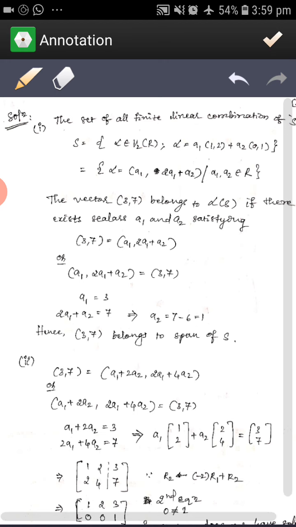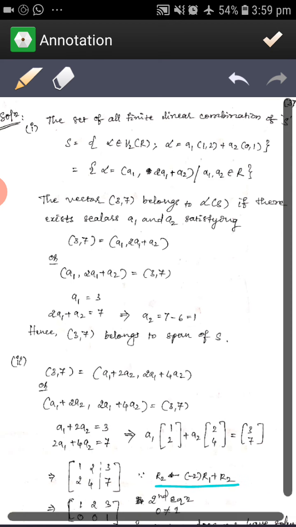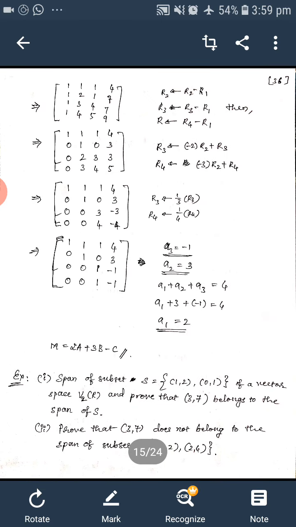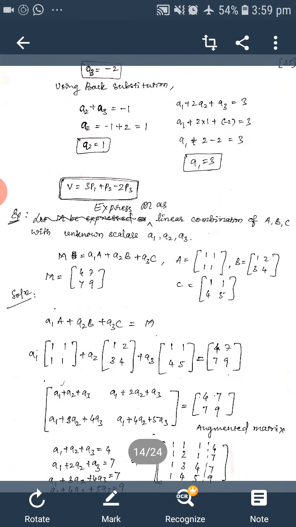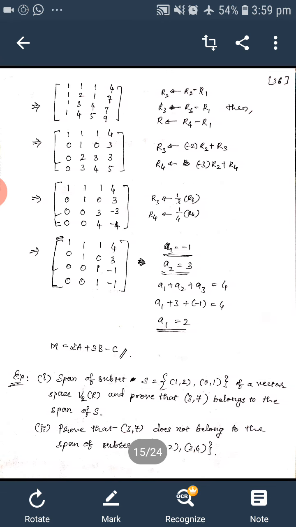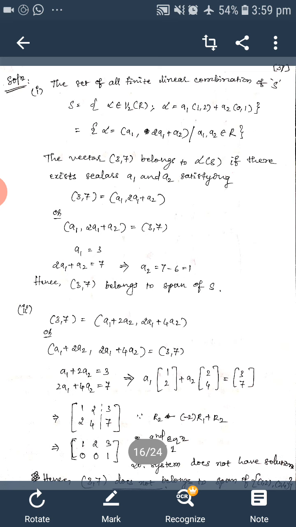Again, you apply row operations, and here, as the second variable is not matching with 1, this doesn't belong. Only the first one belongs to the span of S, not the second one. Even though B is the same, the first is a linear combination, and the second is not a linear combination. So problems can be given directly as equations, or directly as a matrix, and in some places equations, so like this we need to find out what the equations are.